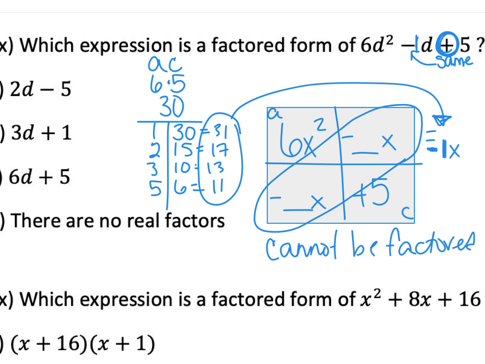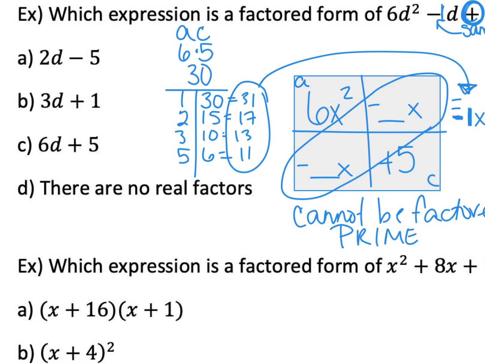We call that prime. So which answer choice would be best for us? D, definitely. There are no real factors. Okay? It's kind of a bummer when we do all of that work and then you're like, oh, we can't do anything. That's kind of frustrating. But I wanted you to see that, in fact, sometimes there's not 2 binomials that multiply to make that trinomial.